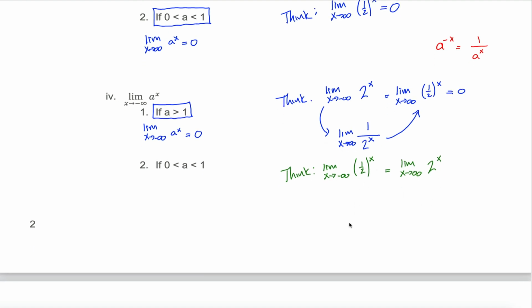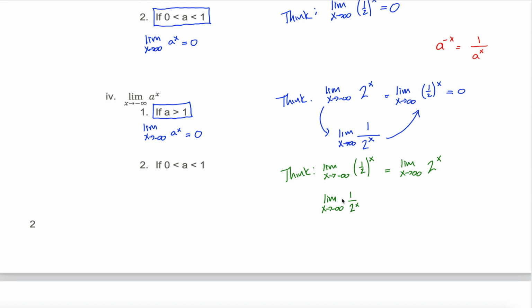Wait, why are these two things equal? Well, because when you have a fraction raised to an exponent, you can raise the top of that fraction to the exponent and then divide that by the bottom of that fraction raised to the exponent. So the limit as x approaches negative infinity of (1/2) to the x power is the exact same as the limit as x approaches negative infinity of 1 to the x power divided by 2 to the x power. But 1 to the x power is just equal to 1. So it's the limit as x approaches negative infinity of 1 divided by 2 to the x power.